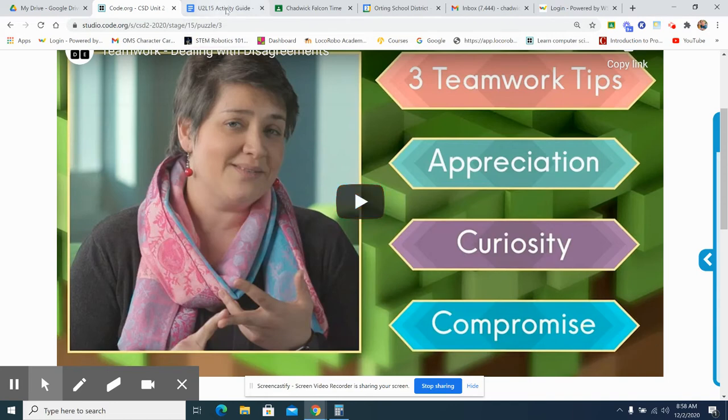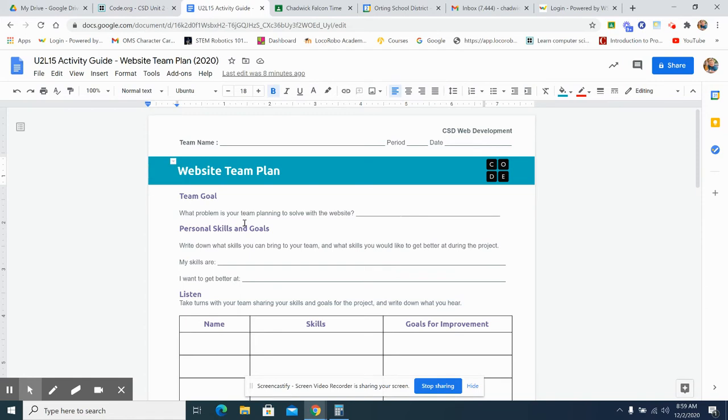Looking at the activity guide, think about what problem your team is trying to solve with the website. What are you trying to do? You're trying to solve a problem. So what are you trying to help the world know about clean water? Do you think elephants should be taken care of better? What is the problem that you want to solve, and how are you going to do that with a website?